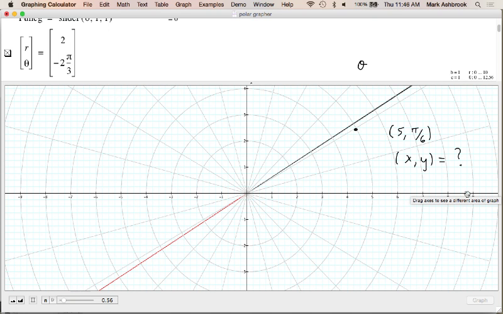And I'm not saying estimate. I want to get it exactly. So this angle, pi over 6, is our theta, and the distance is 5. So we sweep pi over 6, we have a positive r, and I'm going to go out 5, and that gives me the point 5, pi over 6. Well, what are the x and y coordinates of that point? Not an estimate. I want exact expressions for that point.